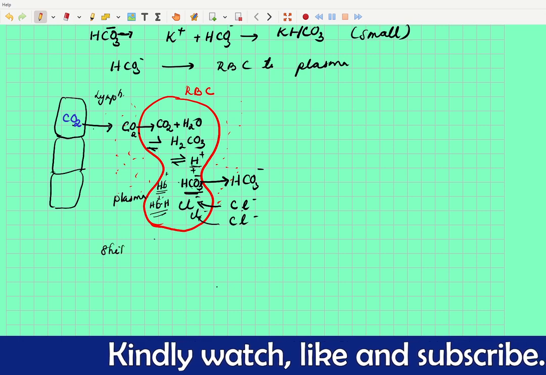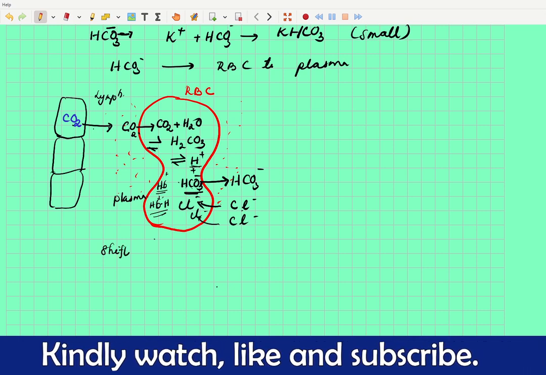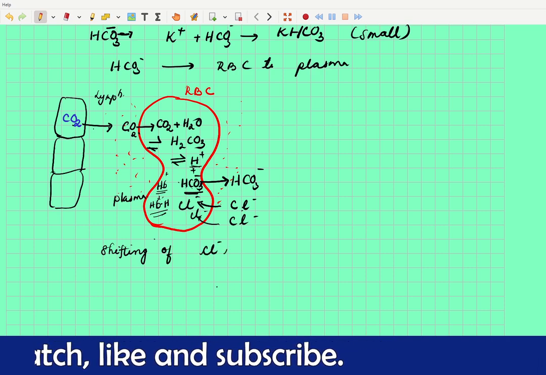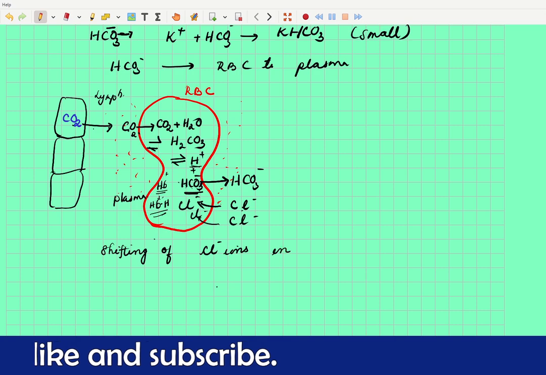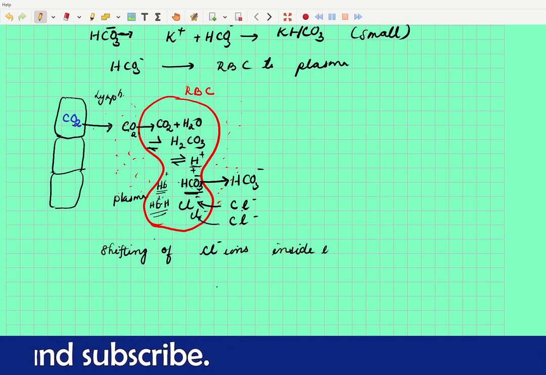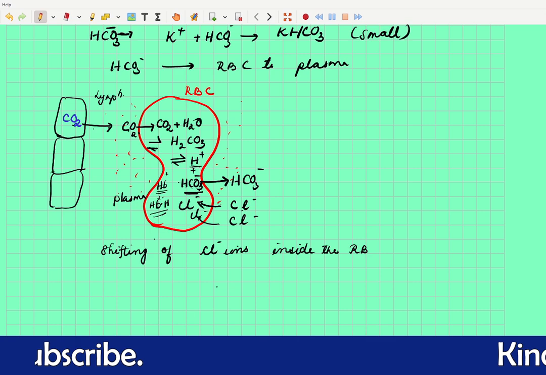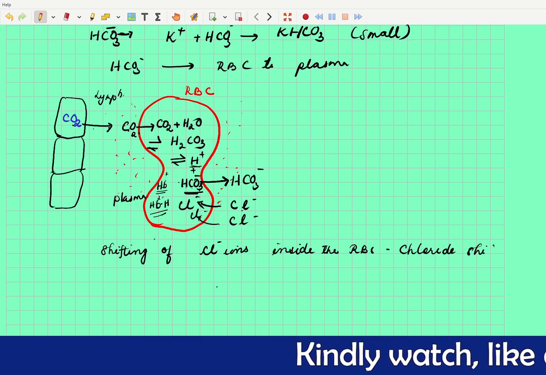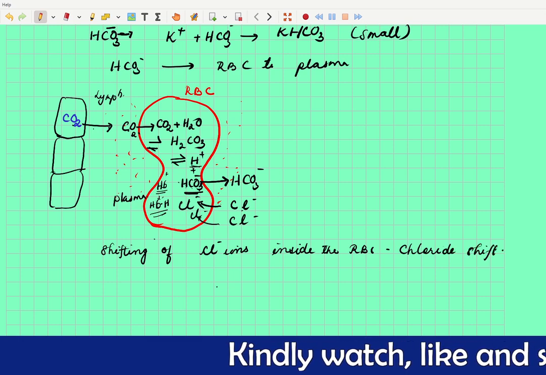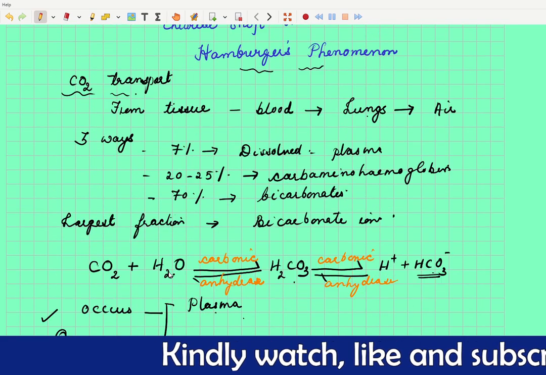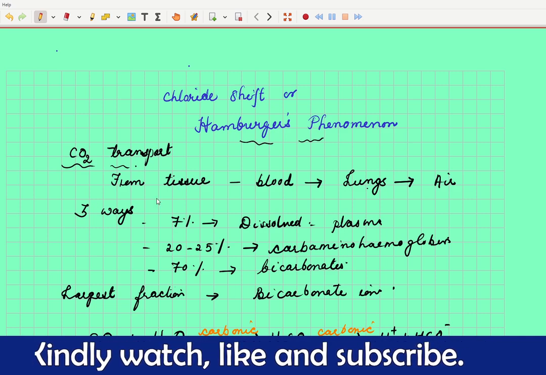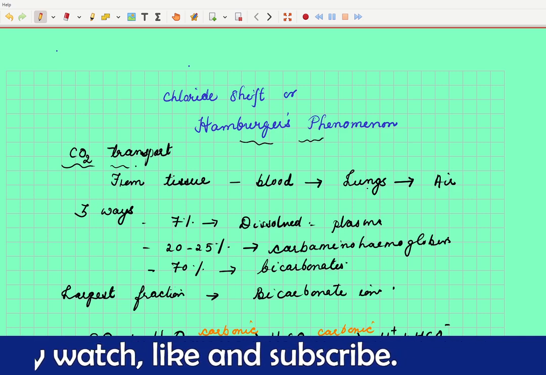Okay, so what is the Hamburger phenomenon or chloride shift? That is the shifting of chloride ions inside the RBC. That is known as the chloride shift. Okay, so I hope this concept is clear. Once again, we discussed the topic chloride shift or Hamburger phenomenon. This topic is related to carbon dioxide transport.